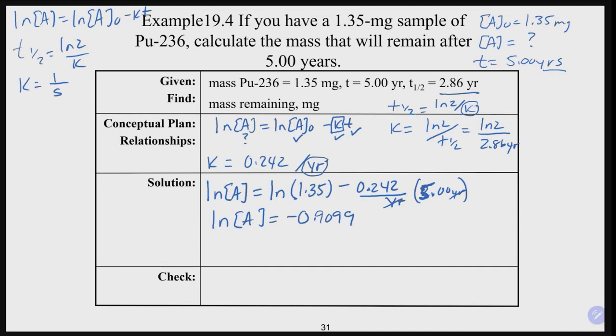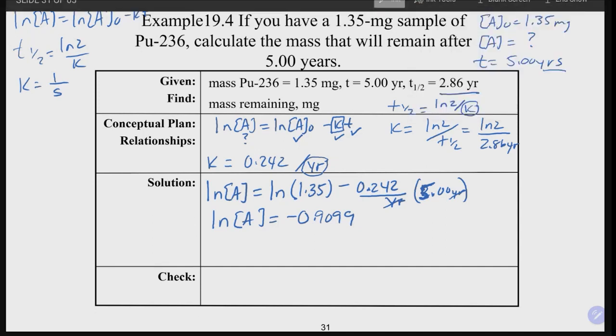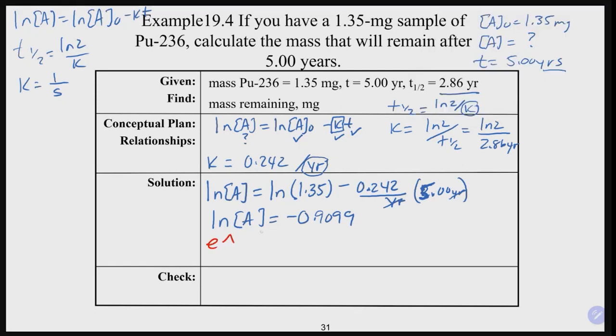To get rid of the natural log, we have to take e to the power of both sides. We're going to e this side, and we're also going to e this side with whatever sign it may have. When we do that, the natural log goes away, and we end up with A. In this case, I'm not going to use the rounded number, I'm going to use what's in my calculator, and we end up with something like 0.403 from the non-rounded number. The units here would be the same as our initial amount, which would be milligrams in this particular case.